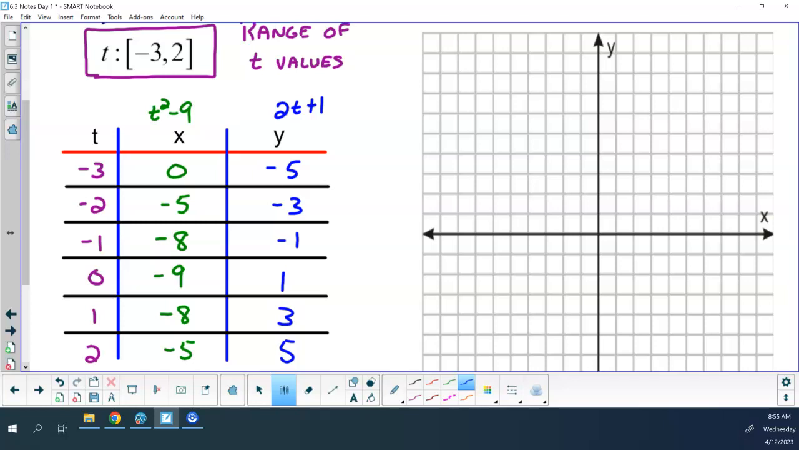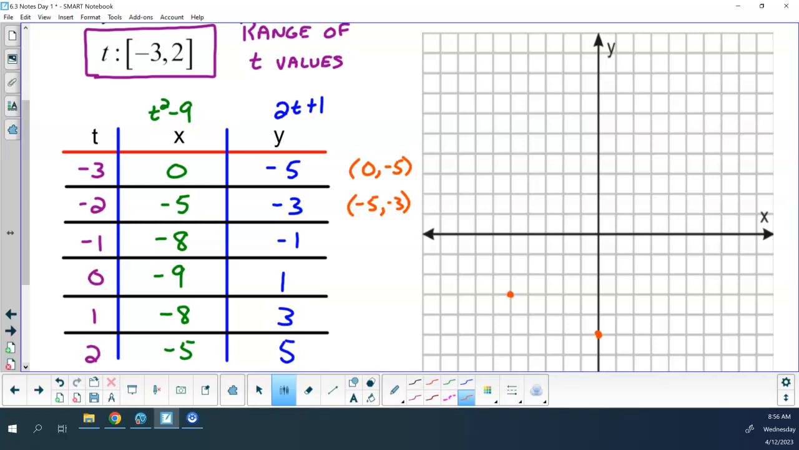Now you're going to go and plot the points. The point you're going to plot here is 0, -5. That is 2, 4, and 5. It is right there. Then you're going to plot the point -5, -3. 2, 4, 5, 1, 2, and 3.